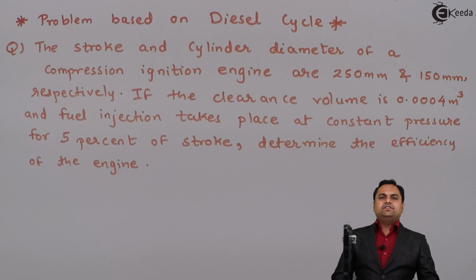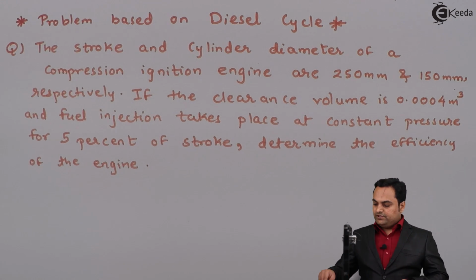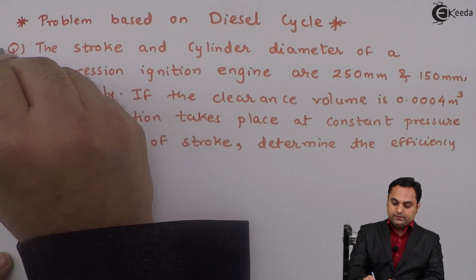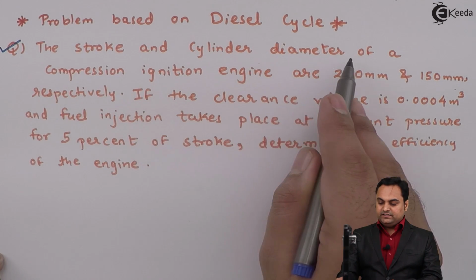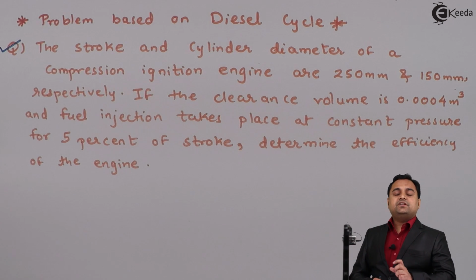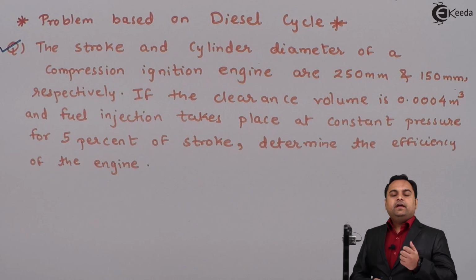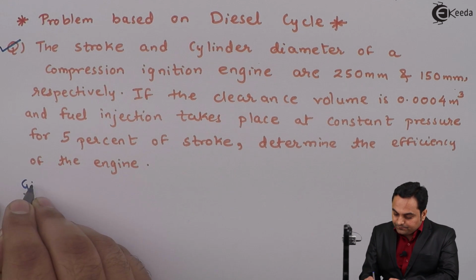Hello friends, here in this video we will see a problem based on diesel cycle. Here is the question. Now it is given that the stroke and cylinder diameter of a compression ignition engine, that is CI engine, is the other name for diesel engine. I'll write it down in the data.